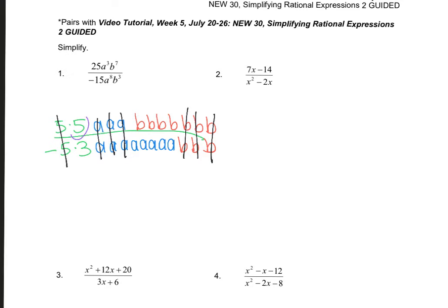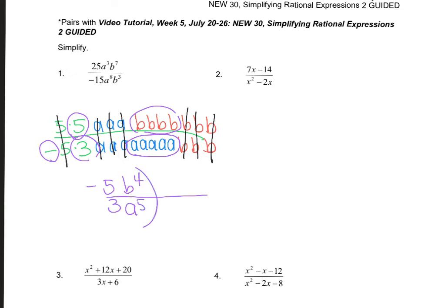So I end up with a 5 on top, a negative on bottom, which I don't want to forget. The negative can float out and go to the top if I want it to. 3 on bottom, 5 A's on bottom, and 4 B's on top. So I have negative 5 over 3, B to the 4th on top, A to the 5th on the bottom. And I am all done.